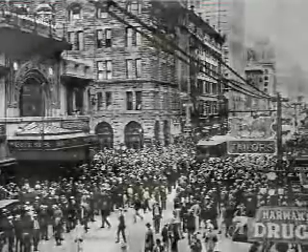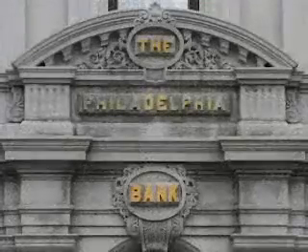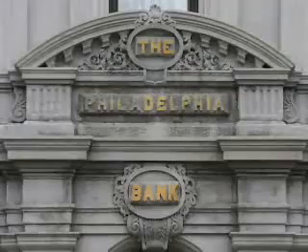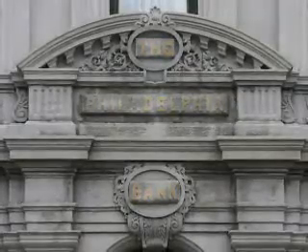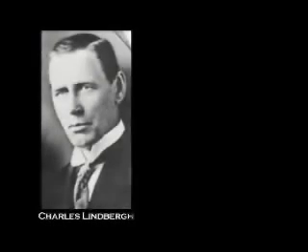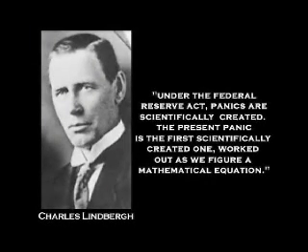Over 5,400 competitive banks outside of the Federal Reserve System collapsed, further consolidating the monopoly of a small group of international bankers. Privy to this crime, Congressman Lindbergh stepped up and said in 1921, "Under the Federal Reserve Act, panics are scientifically created. The present panic is the first scientifically created one, worked out as we figure a mathematical equation." However, the panic of 1920 was just a warm-up.